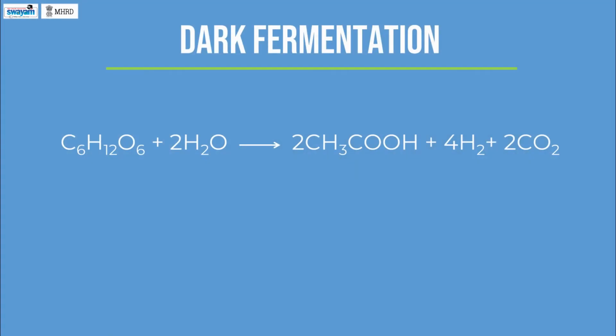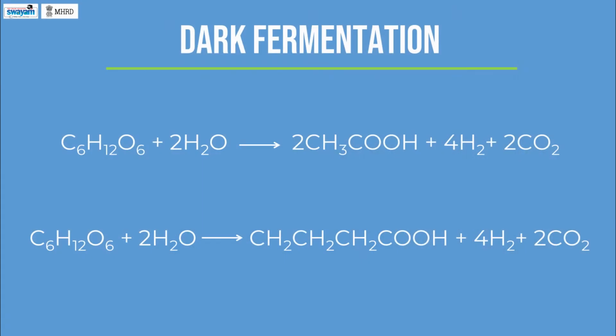If glucose is used for fermentation, acetate and butyrate are produced along with hydrogen and carbon dioxide. The process can be represented through the following equations. Glucose plus water produce acetic acid, 4 moles of hydrogen and 2 moles of carbon dioxide. When acetate is obtained as a product, 4 moles of hydrogen are produced from 1 mole of glucose. Glucose combined with water produces butyric acid plus 2 moles of hydrogen and 2 moles of carbon dioxide. When butyrate is obtained as a product, 2 moles of hydrogen are produced from 1 mole of glucose.